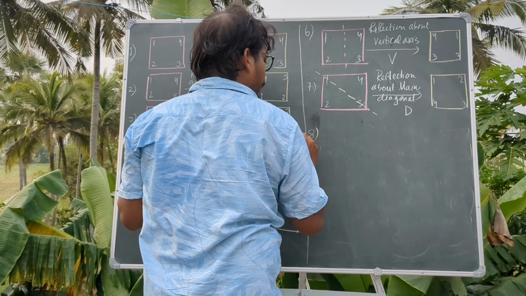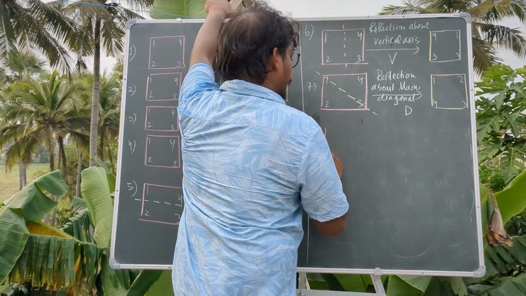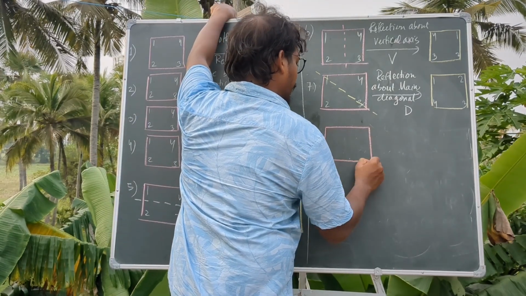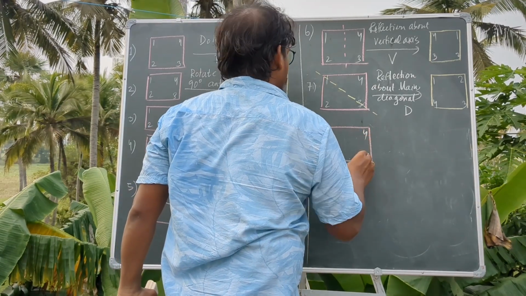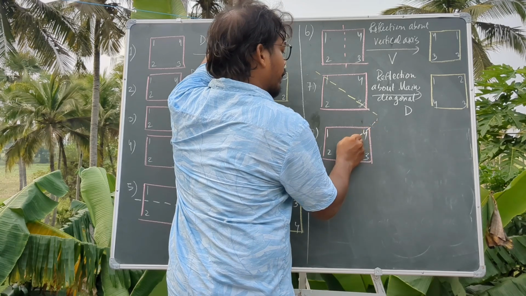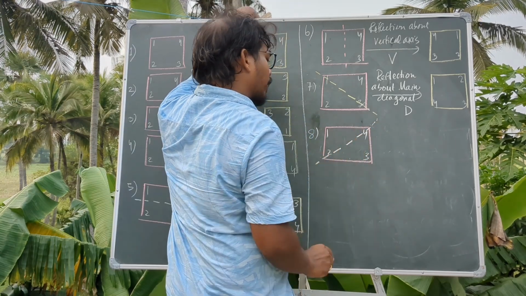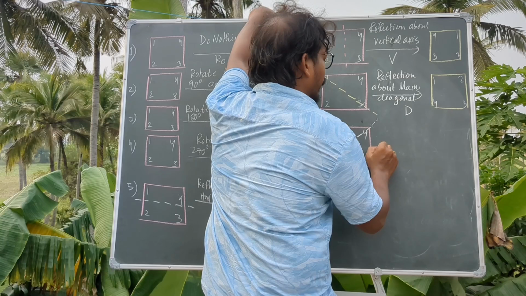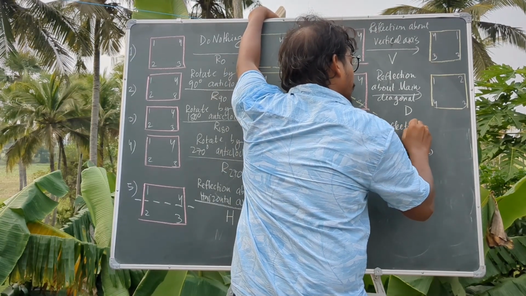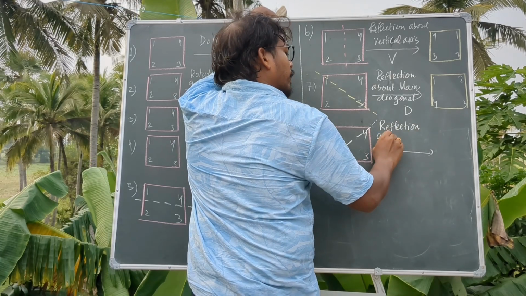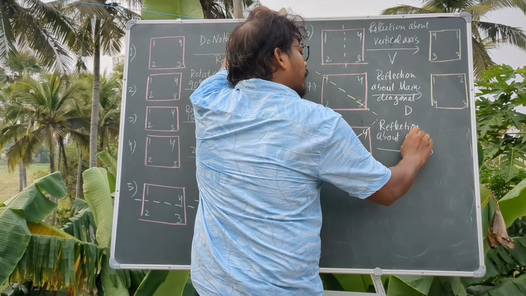We have this is 1, this is 2, this is 3, this is 4. We will flip the square on the other diagonal. This is reflection about the other diagonal.